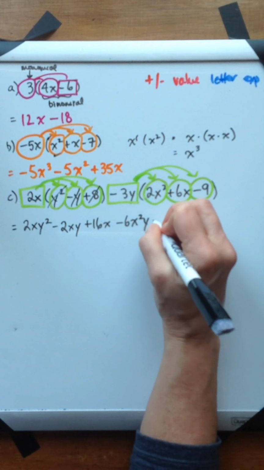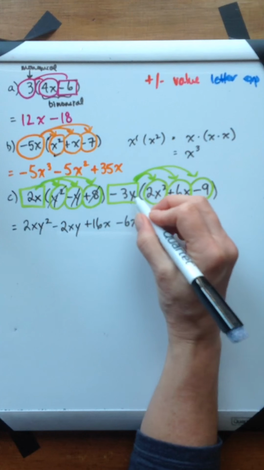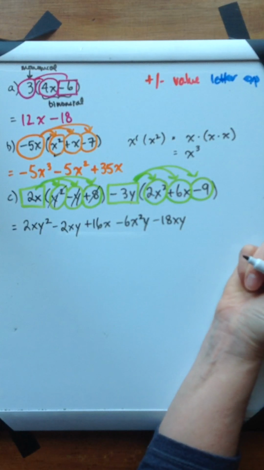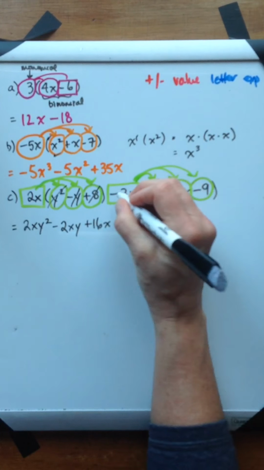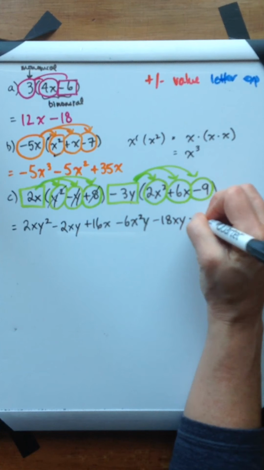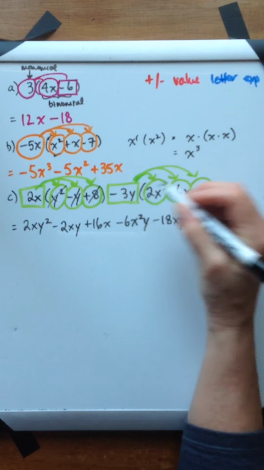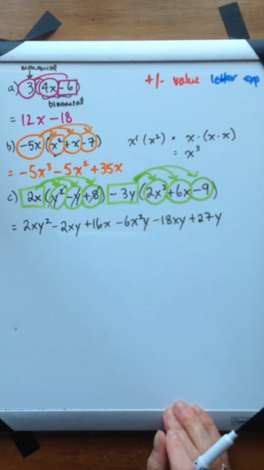Negative 3 times positive 6, negative 18. X times y, again I'll write it alphabetically. And then finally, negative 3 times negative 9 would be positive 27, and the only literal part that's left is here.